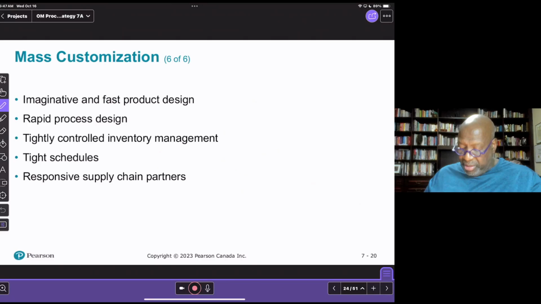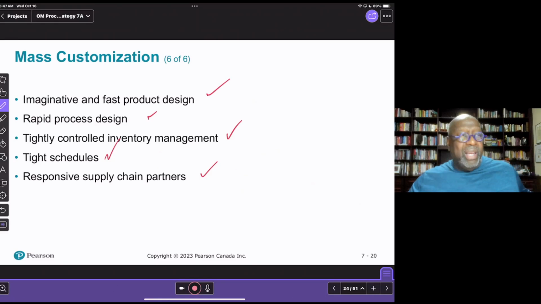Mass customization, as we said, produces a lot of opportunities for manufacturers, but there is a downside in terms of us producing way too much and then too much consumption, which ultimately has a negative impact on the environment because we have to dispose of these items. So it requires imaginative, fast product design, rapid process design, and tightly controlled inventory management. You need tight production schedules and a responsive supply chain partner.